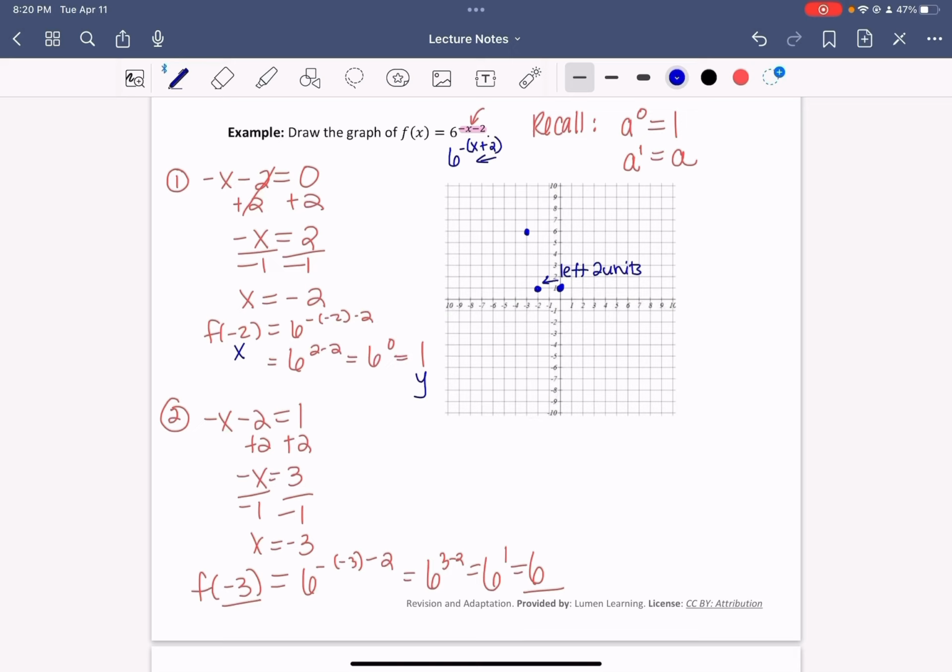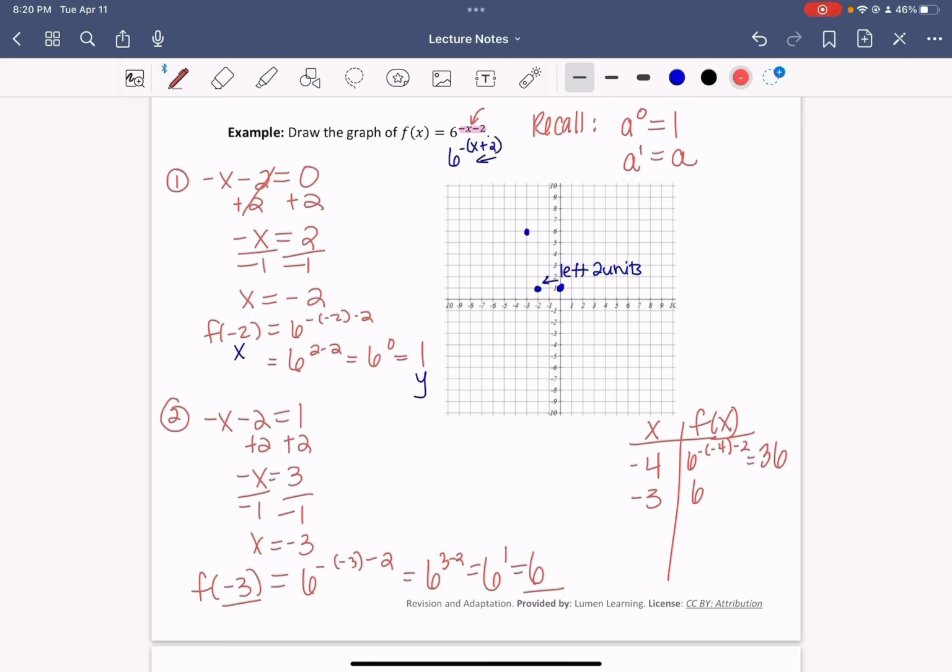If we wanted to, though, we could just make a table of values like we've done before, looking at x and f of x values. We could look at negative 4. I'm just going to plug that into my equation. That's 6 to the negative (negative 4) minus 2. That gives me 36. Just use your on-screen calculator to help you with that. It's a little too high up to graph. Back if I plugged in negative 3, again using my on-screen calculator, that gives me 6.